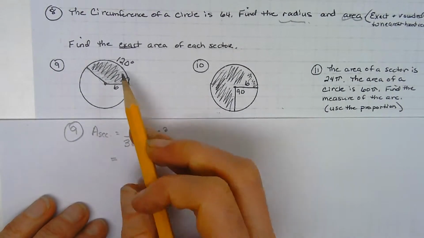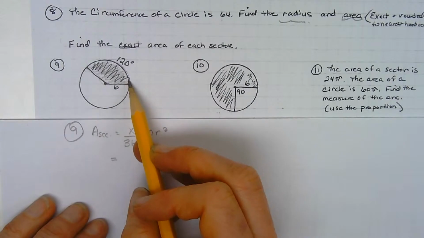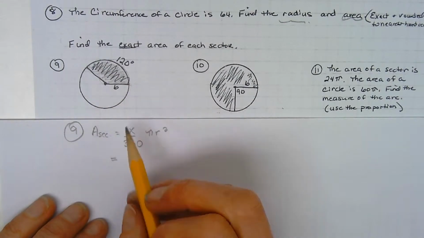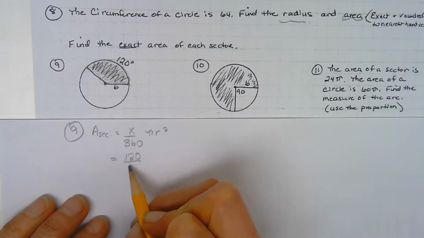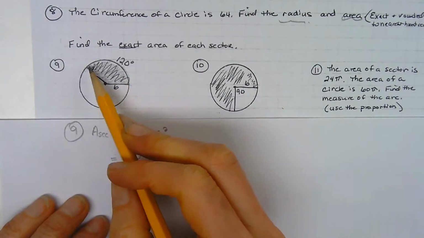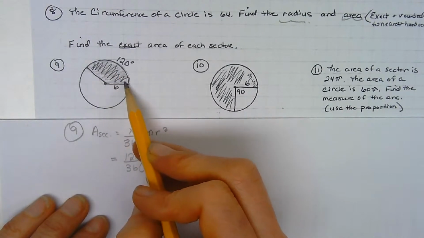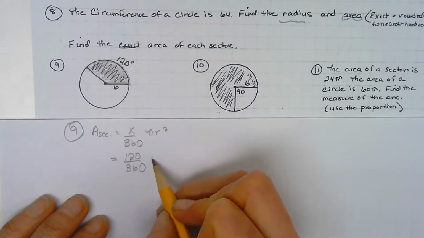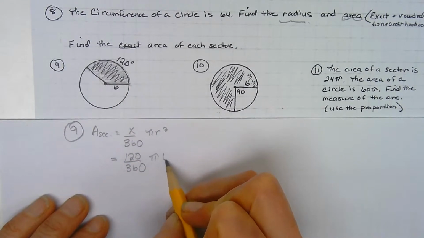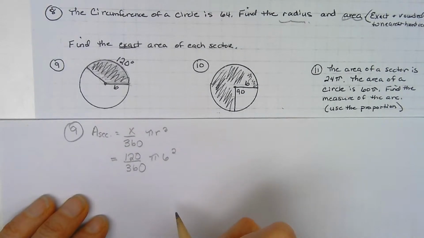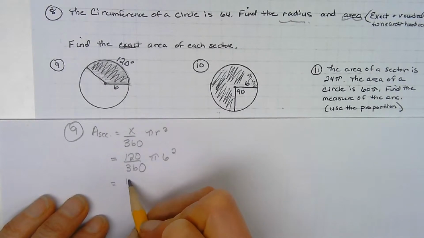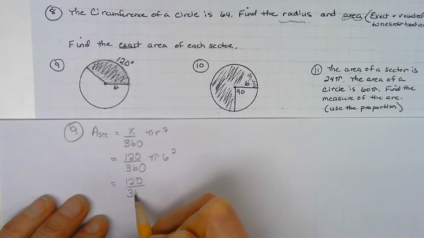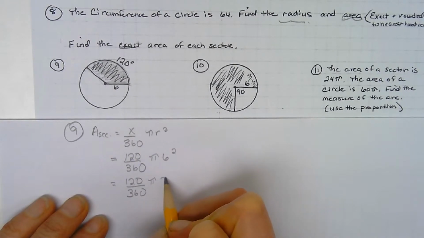And I'll substitute in the measure of this arc that bounds this sector, which is 120. So 120 over 360, that's the measure of that arc. And then the radius of the sector and of the circle is 6. So 120 over 360 times pi times 6 squared. Now I can simplify this by squaring 6.